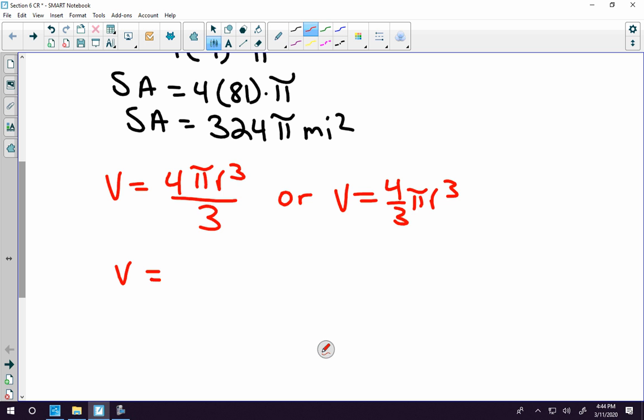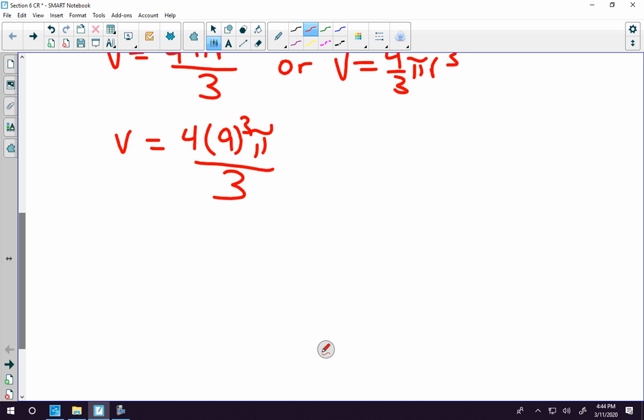Okay, so the radius length here, again, of the sphere is 9. So now we're talking about 9 cubed times 4. 9 cubed, I believe, is 729. So we have 4 times 729 times pi divided by 3. Now 729 times 4, or quadrupled, if you will, is 2,916.